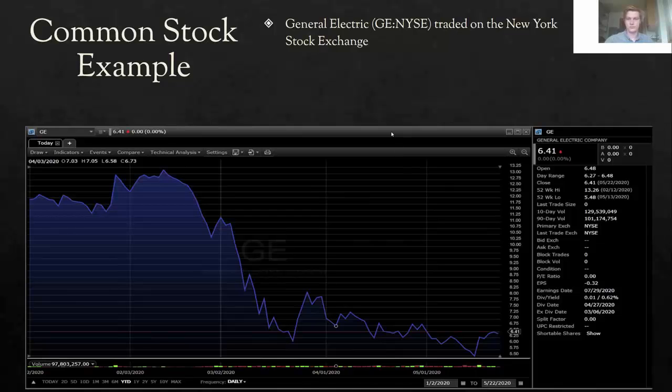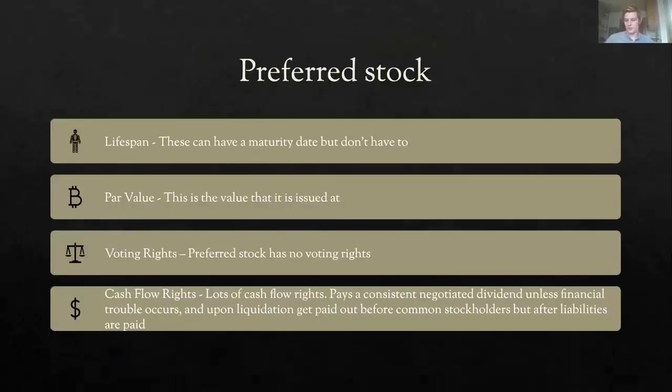Like this example here, like General Electric. Okay, so preferred stock. These can have a maturity date, but usually they don't, and they don't necessarily have to. So these can last as long as the company lasts. The par value of these is just what the value is issued at. So this is what they sell for initially.